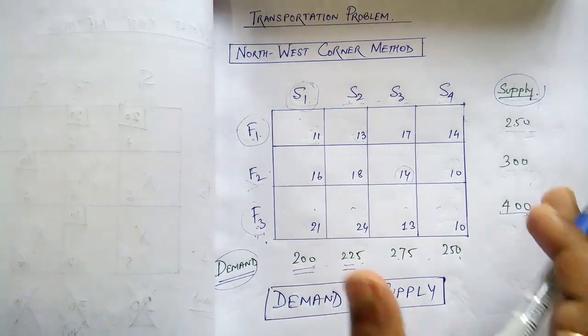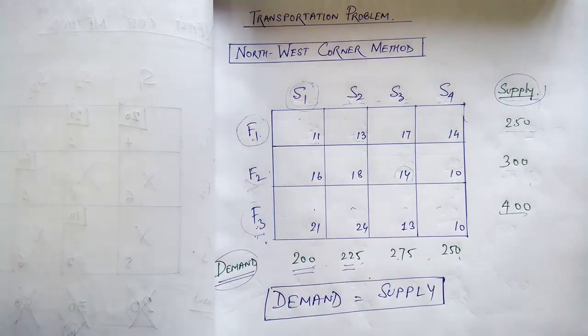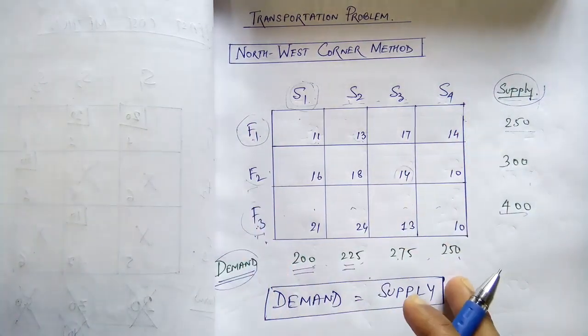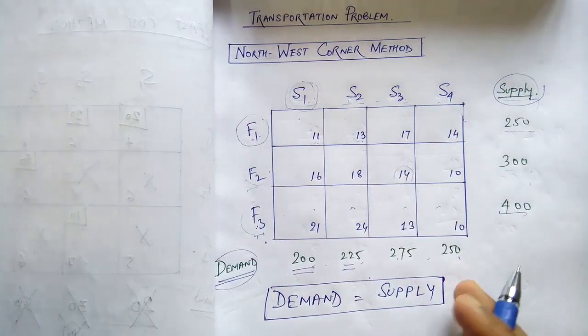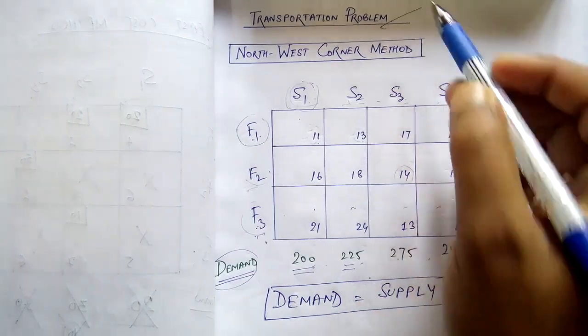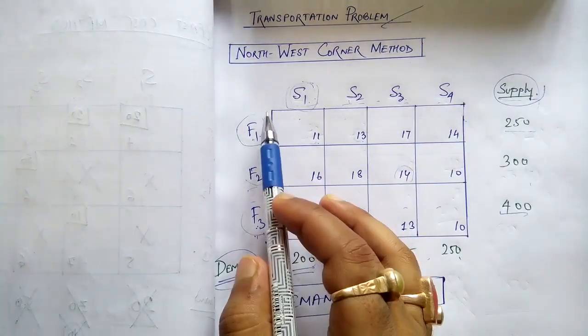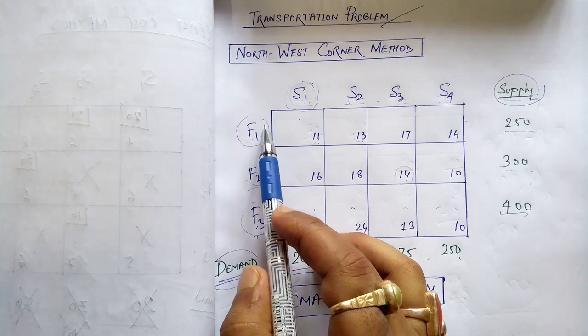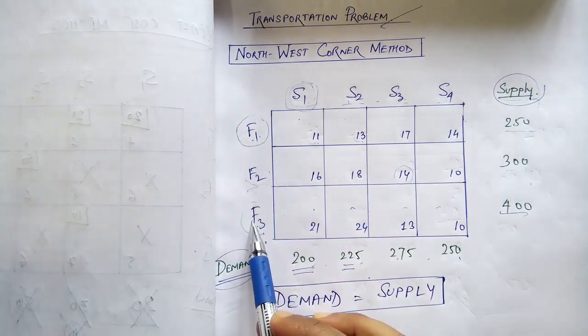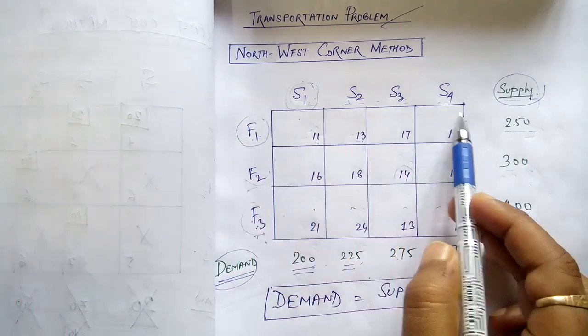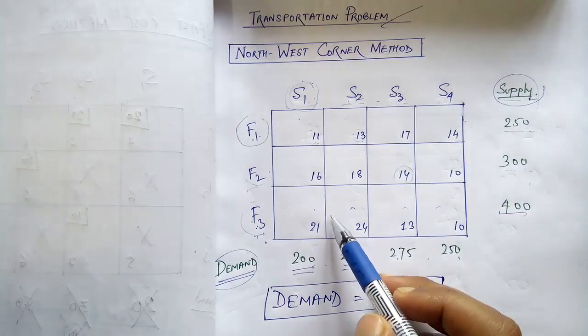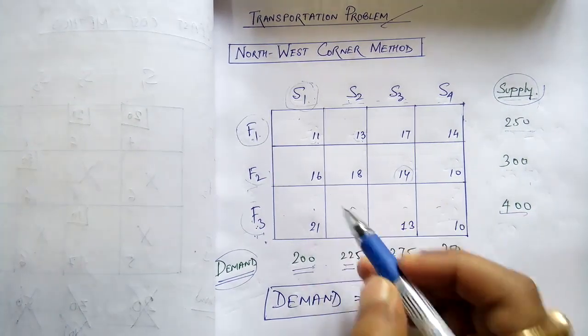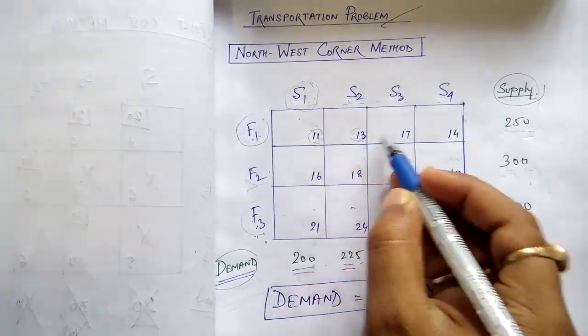First we will start with the northwest corner method. Why we use this method, I am going to tell you. But first, understand this transportation problem. Suppose these three are factories, and these four are stores. Now try to understand these values given here.